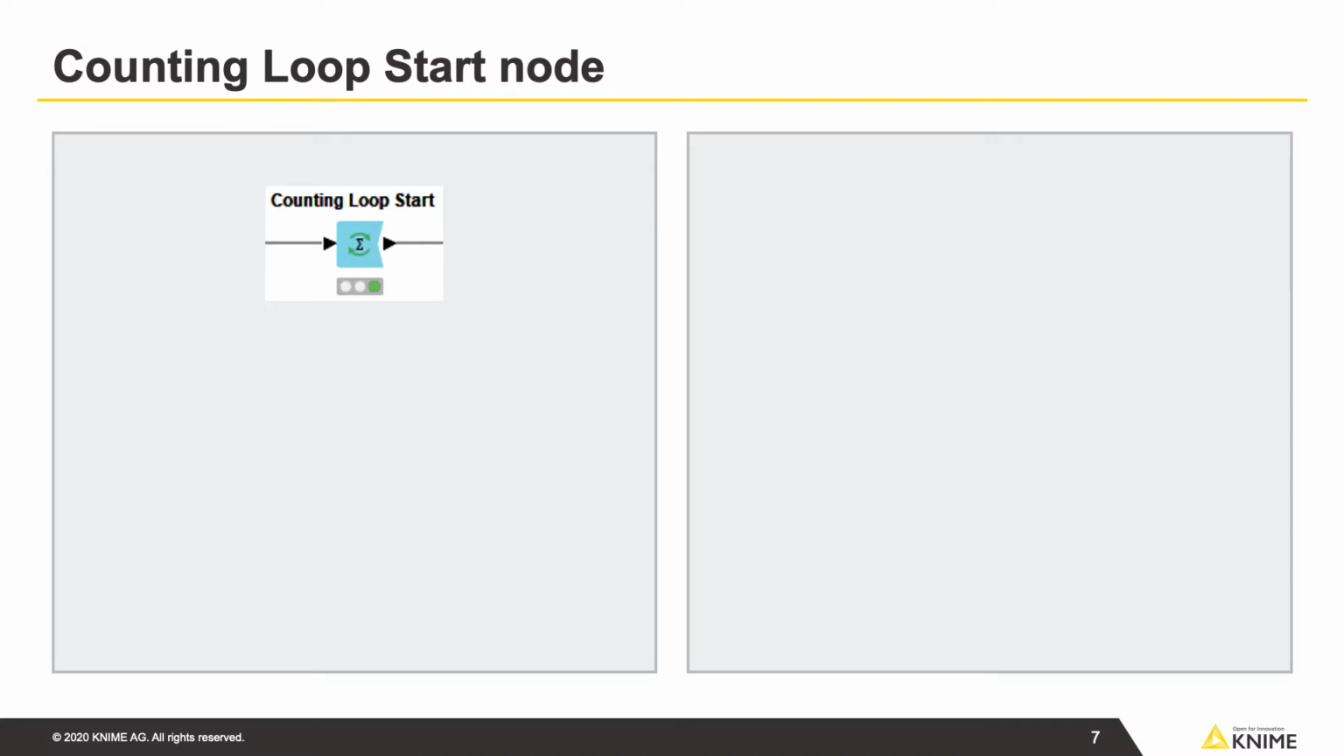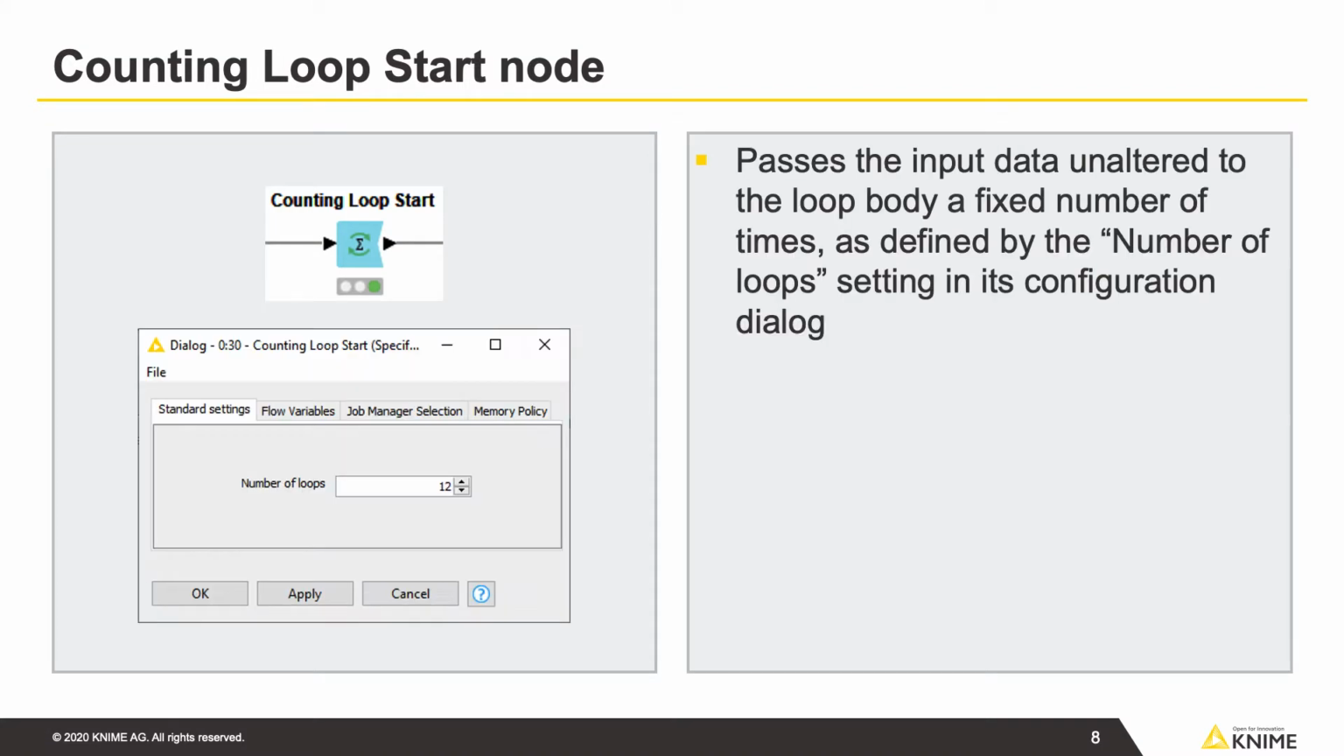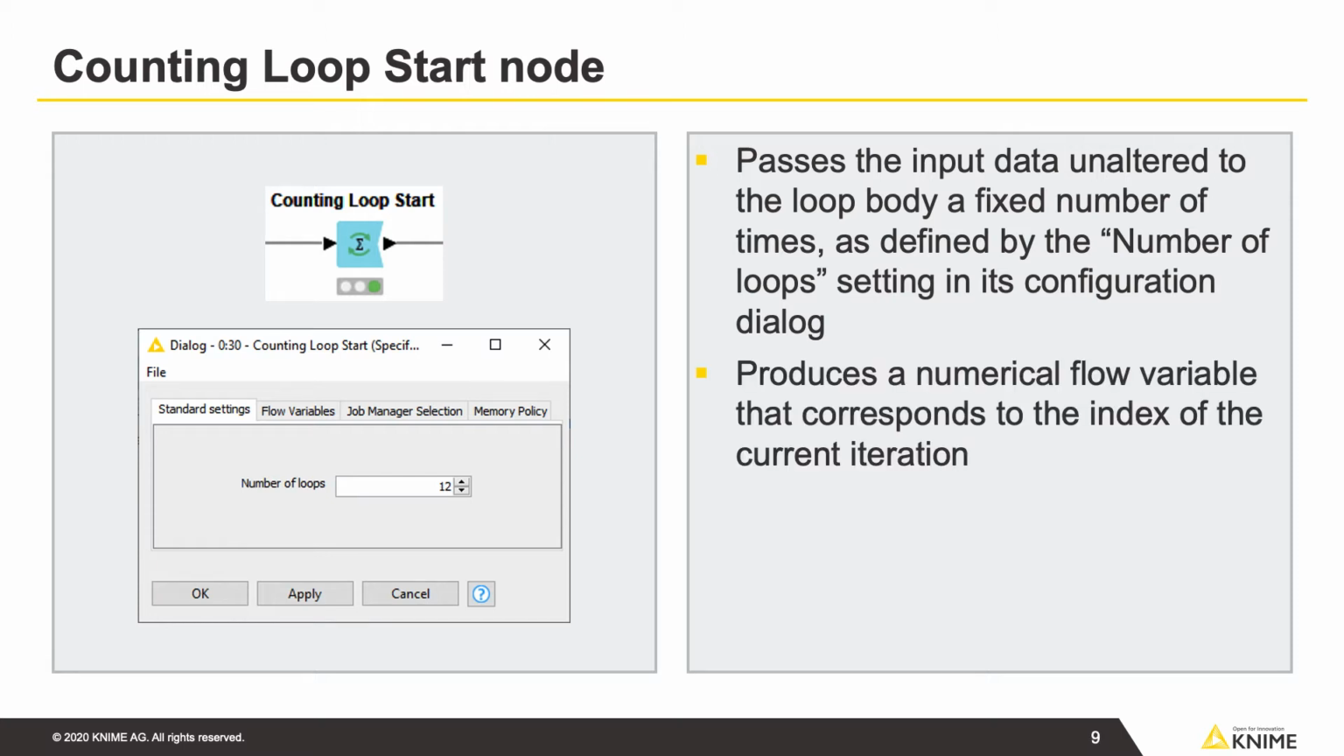In KNIME, this type of loop begins with the Counting Loop Start node. This node passes the input data unaltered to the loop body a fixed number of times as defined by the number of loops setting in its configuration dialog. In addition, the Counting Loop Start node, like all other loop start nodes, produces a numerical flow variable that corresponds to the index of the current iteration.